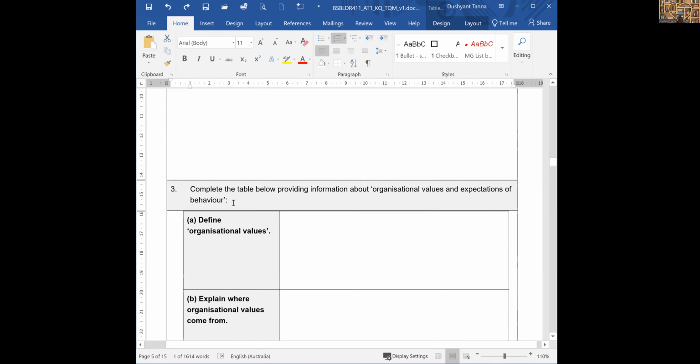Complete the table below, providing information about organization value and expectation of behavior. So, define organization value. What is organization value?